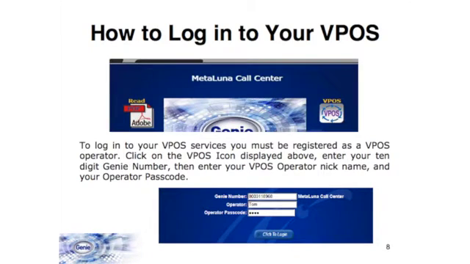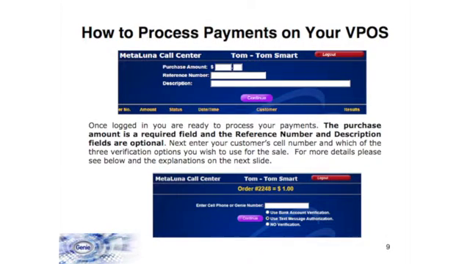How to log into your VPOS. To log into your VPOS services, you must be registered as a VPOS operator. Click on the VPOS icon displayed above, enter your 10-digit Genie number, then enter your VPOS operator nickname and your operator passcode.